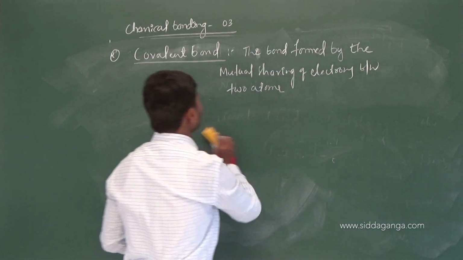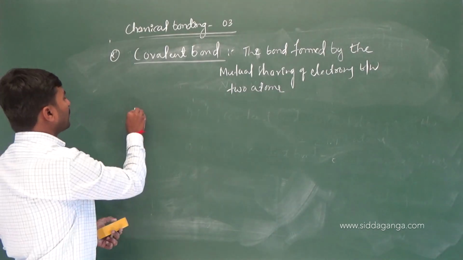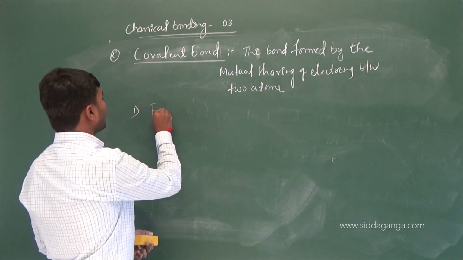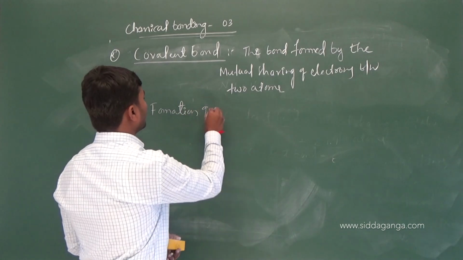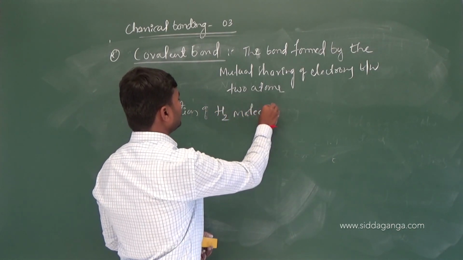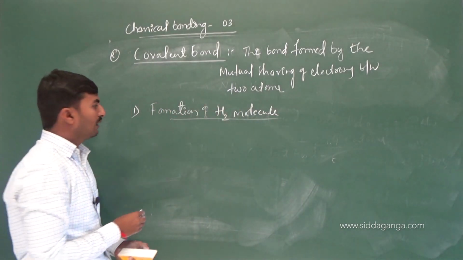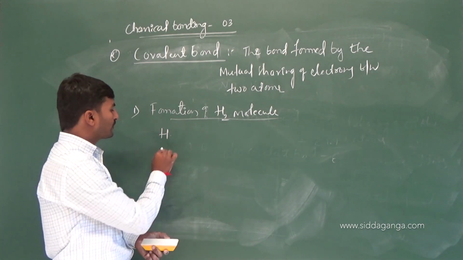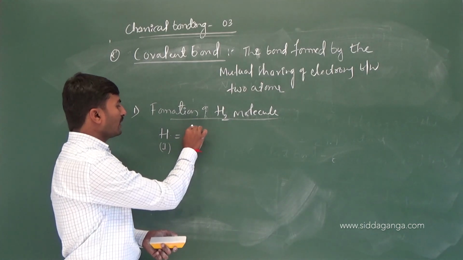What are the examples of this covalent bond? How is this covalent bond going to be formed? First one, formation of the H2 molecule. How is the H2 molecule formed? Consider a hydrogen atom. The atomic number of hydrogen is 1, and it has the configuration 1s1.